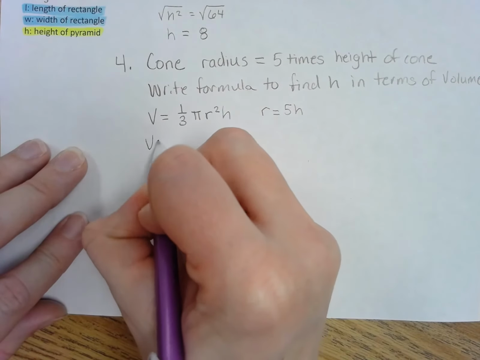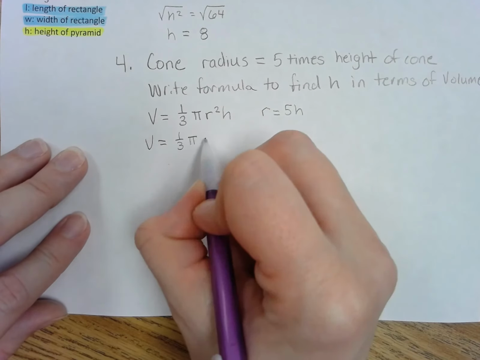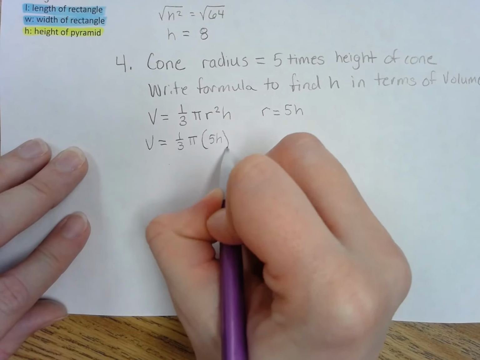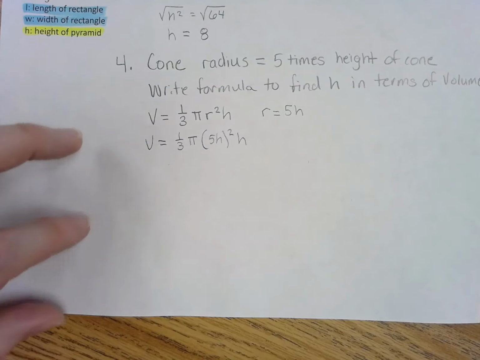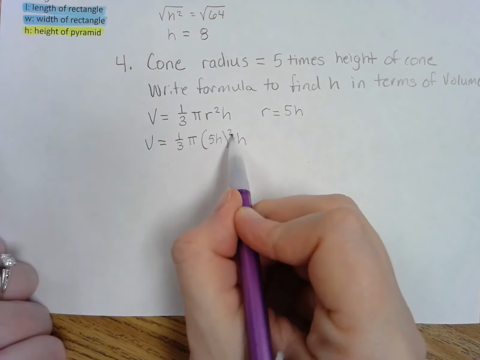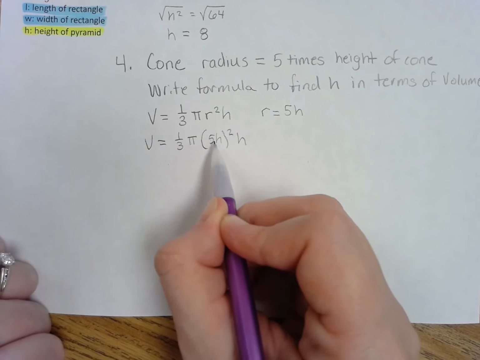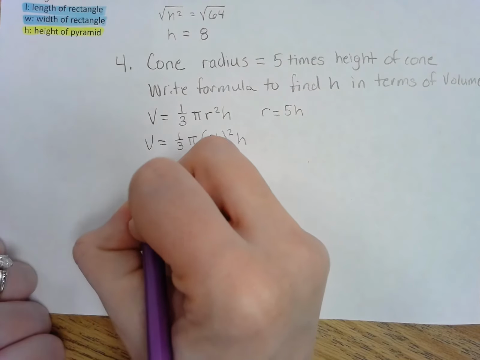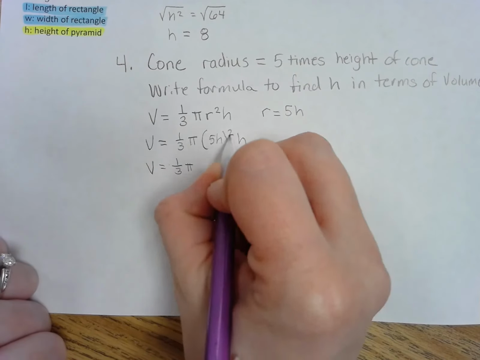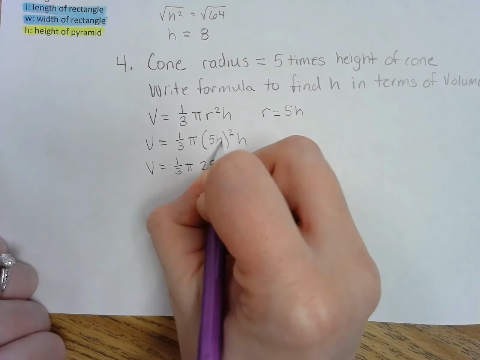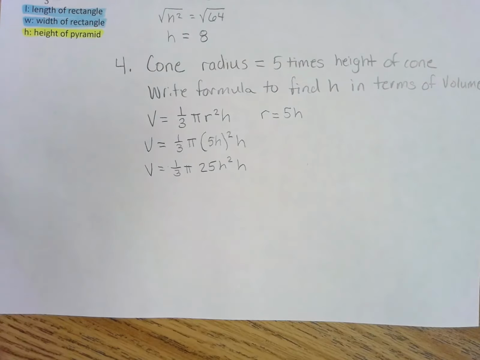So we have v equals 1/3 pi, and we're going to let our r stand as 5h, squared, times our height. Using our exponent property, we can square the 5 and we can square the h. Each thing inside of here, because that's multiplication, can be squared. So we've got 1/3 pi, 5 squared is 25, and h squared is h squared. And then bring down this last h.